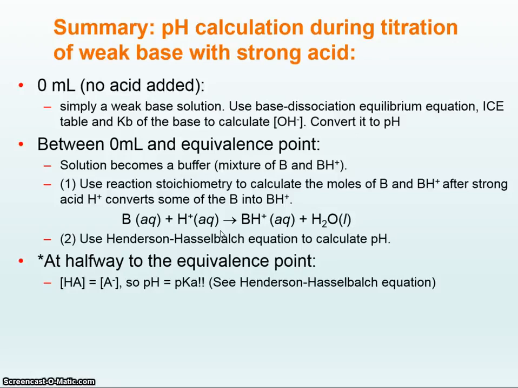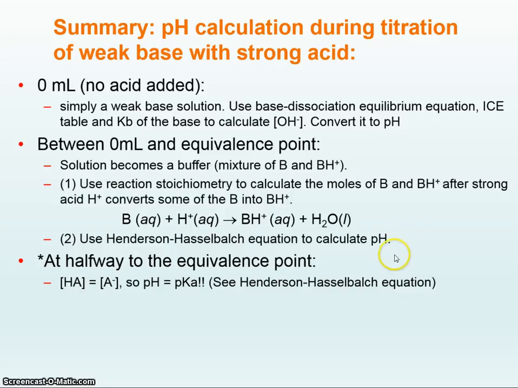It's a mixture of the weak base and its conjugate acid. Use the reaction stoichiometry to calculate the moles of the conjugate acid and the conjugate base after the strong acid converts some of the conjugate base into the conjugate acid. Use the Henderson-Hasselbalch equation to calculate pH, or you go for the easy one where you've got half the equivalence volume and pH equals pKa.